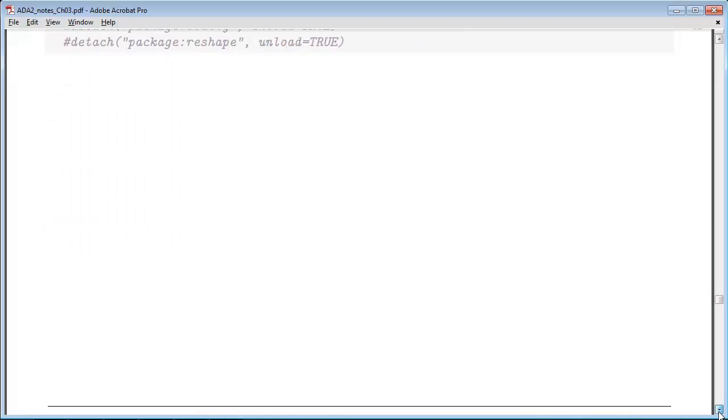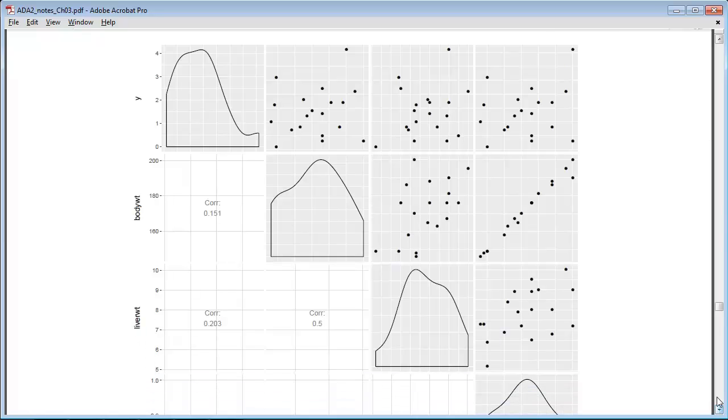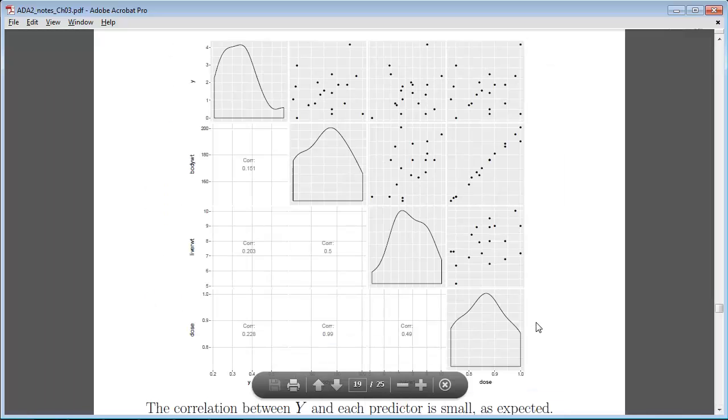Okay, so let me keep scrolling down, look at the plot. I'll zoom out just a little bit so we get all the axes in here. All right, so here's the y-axis. That's the response variable. And as you look horizontally among the body weight variable, the liver weight variable, and the dose variable, you can see that Y doesn't seem to have much relationship. There's almost a fairly horizontal scatter of points here. In each case, there's a lot of variability.